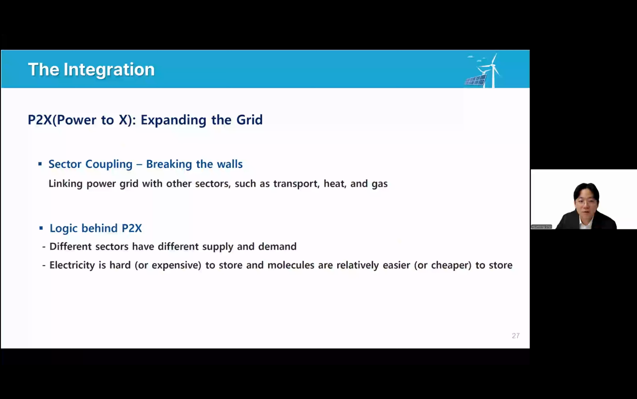Finally, we have P2X, or sector coupling. This breaks down the walls between the power grid and other sectors like transport, heat, and gas. The logic is simple. Electricity is hard or expensive to store, whereas molecules like gas or heat are relatively easier and cheaper to store.